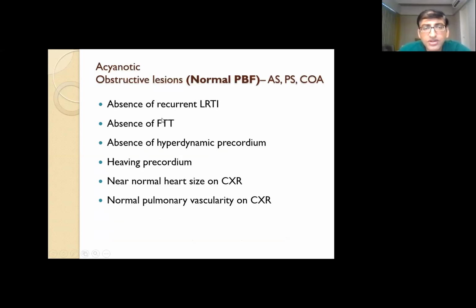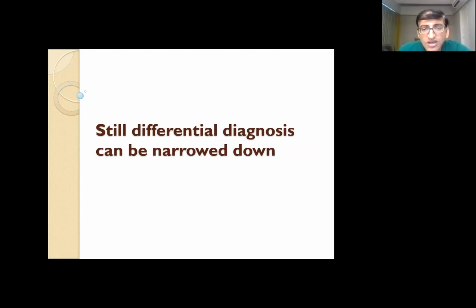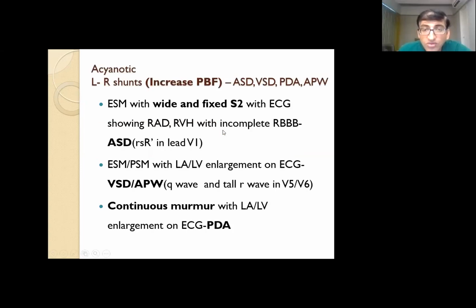And when you have no history of recurrent lower respiratory tract infection, absent failure to thrive, absence of hyperdynamic precordium, but on the contrary, you have a heaving precordium with few subtle signs on chest X-ray, then you are more likely dealing with an obstructive lesion. Still, the differential diagnosis can be narrowed down. How? With the help of ECG. So how are you going to narrow down? With the help of ECG and your specific clinical findings.